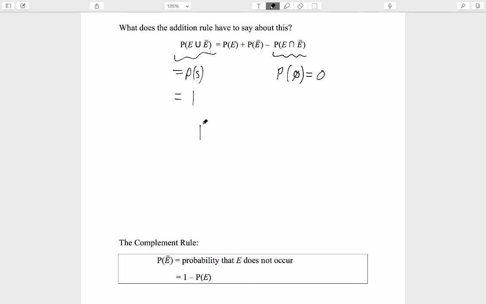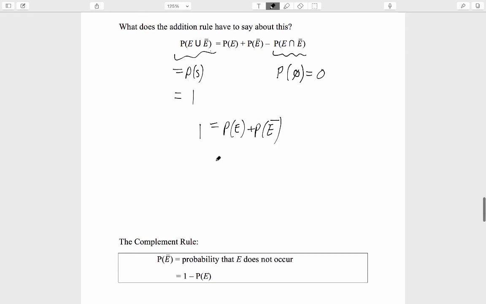What does this all boil down to? 1 equals the probability of E plus the probability of E complement, and there is nothing to subtract off. Aha, that's going to be a useful formula. Let's even give it a name. This is the complement rule. The probability of E complement, that is the probability that E does not occur, is 1 minus the probability of E.